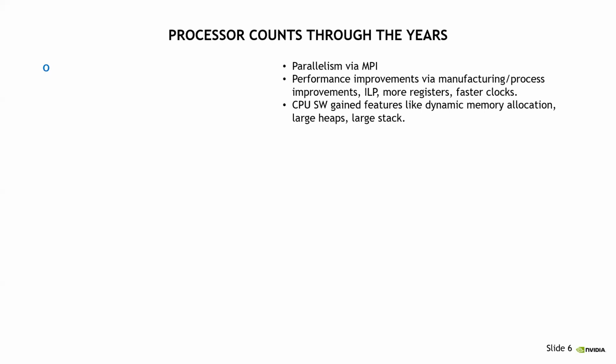Each node, MPI rank, was basically just a single core. So for your supercomputing parallelism, you use a message passing layer. And at the time, you mainly gained performance improvements via the semiconductor manufacturing process improvements. And there became a little bit more ILP, which is instruction level parallelism within the chip. The chip added registers. The clocks were becoming faster and faster with every generation. And as the CPUs became more capable, the software that we ran on those gained a lot of features like dynamic memory allocation, large heaps, large stacks.